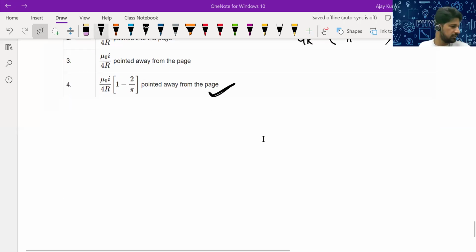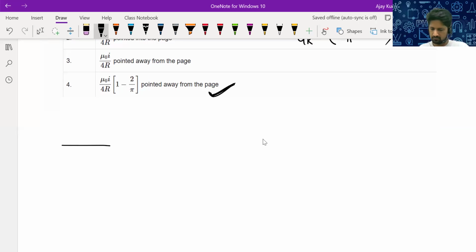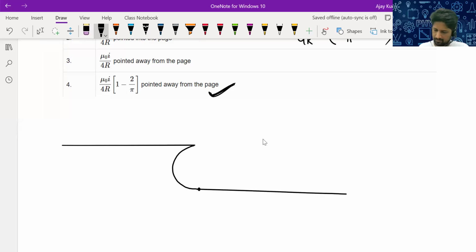Had the situation been like this, and then again continuing straight from here, then the field due to the straight parts would have gotten cancelled. This straight part, current is this way, point is here, Idl cross r clockwise. This straight part, current is this way, point is this way, Idl cross r anti-clockwise. Their magnetic fields would have gotten cancelled.